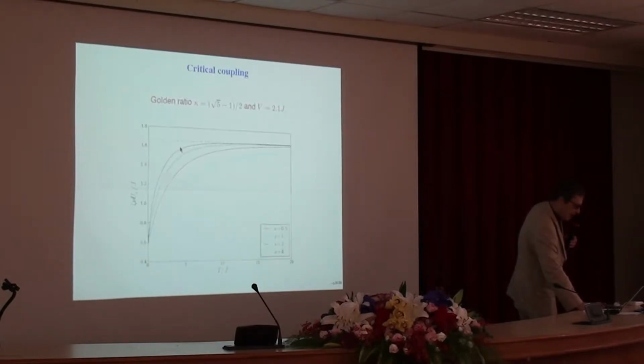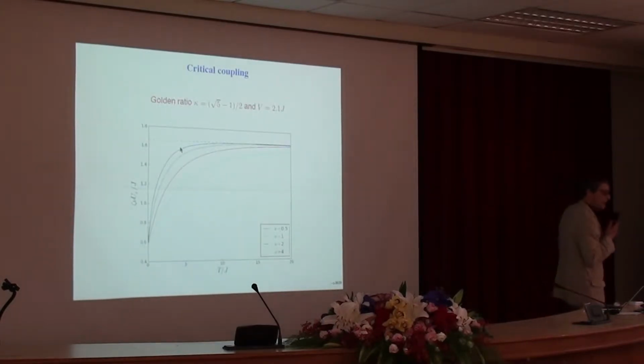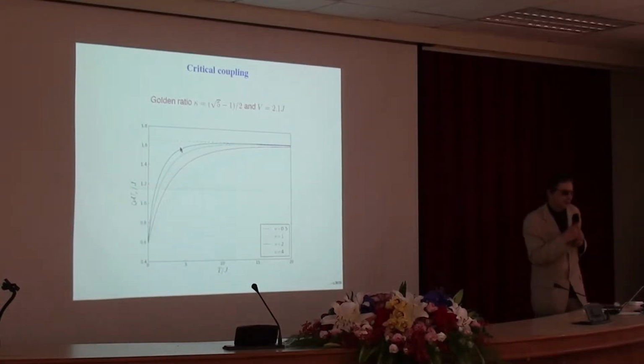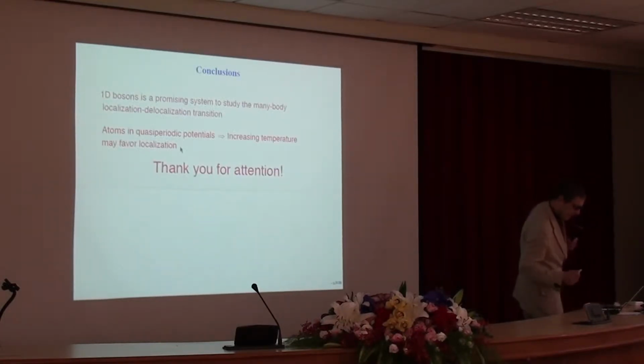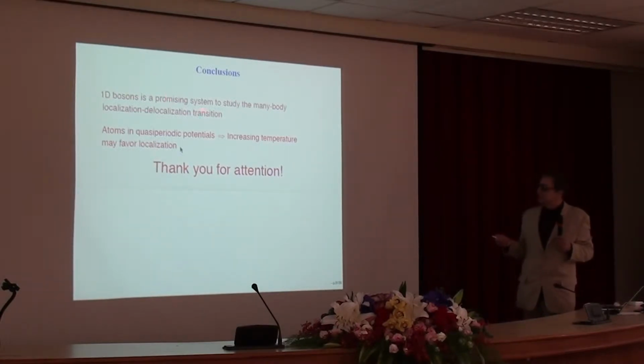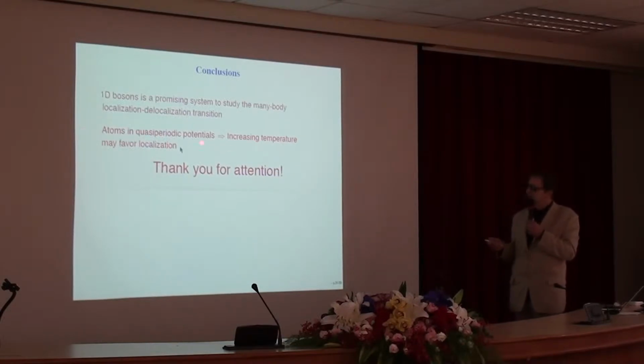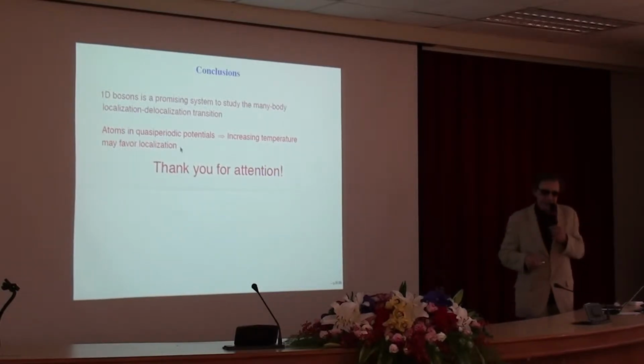And then what I see now here is that our chairman becomes a little bit nervous, yes, which means that I have to stop my conversation with you. So what I'm going to say is that one-dimensional models are a promising system to study the many-body localization-delocalization transition. Yes, and that's what you are aiming at the moment. And atoms in quasi-periodic potential, you have increasing temperature may favor localization. And thank you for your attention.